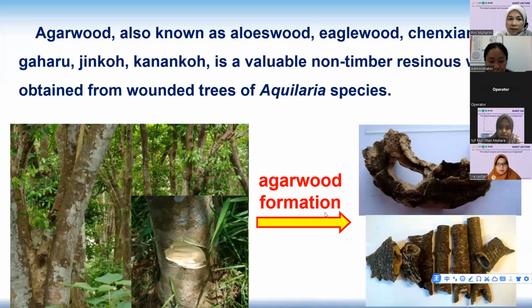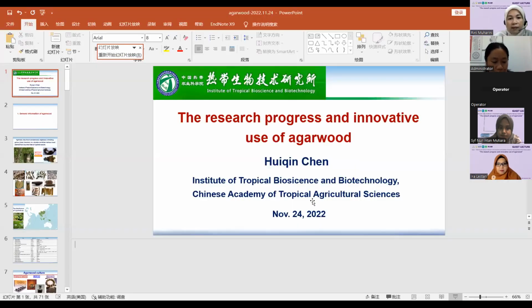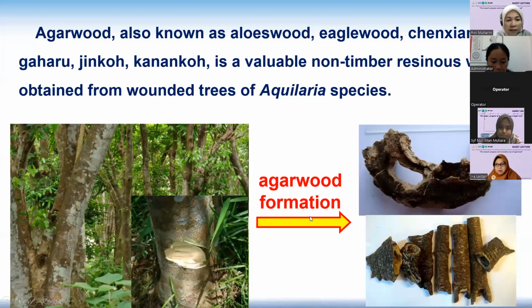And only when they are stimulated by various forms of injury. Injuries such as axe chopping, nailing, holding, burning, inoculation of fungi, or injection of liquid inducers. And naturally, they were formed by stimulation from insects biting, lightning striking, and so on.